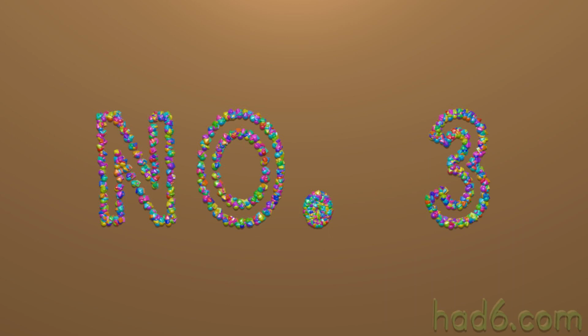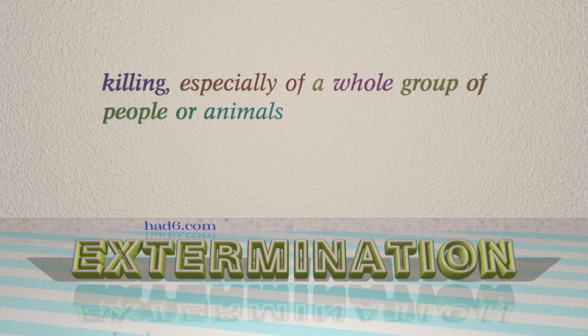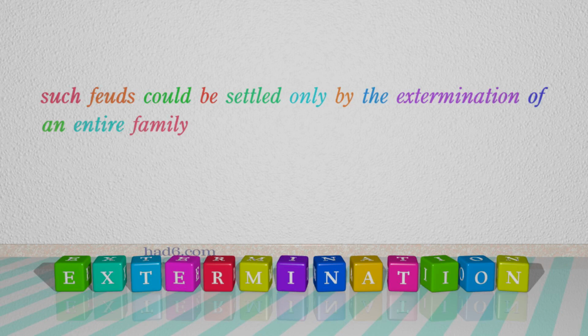Number 3. Extermination. Which means killing, especially of a whole group of people or animals. Extermination. For example, such feuds could be settled only by the extermination of an entire family.